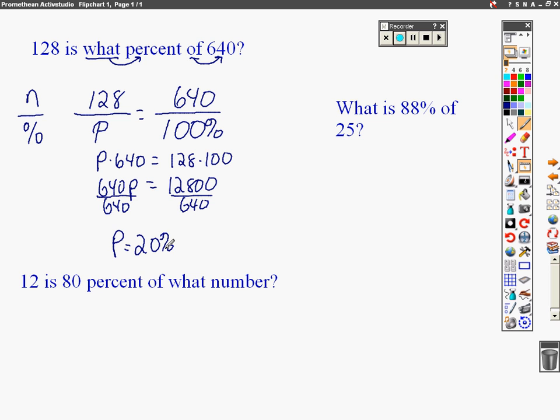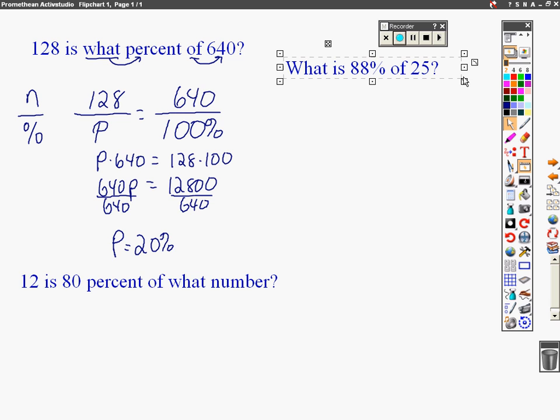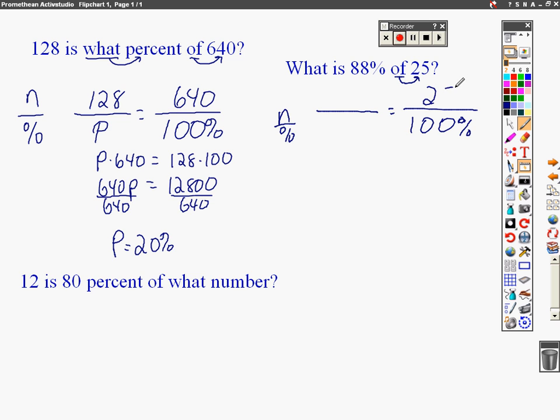Okay, we have another problem here. What is 88% of 25? So, do it the same way. We compare the number over the percent. We make our little template. 100% goes here. Our keyword we look for is "of", the total. So the 100% is matched with the 25.